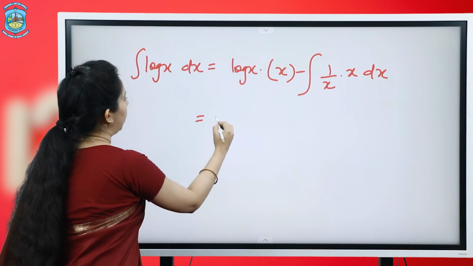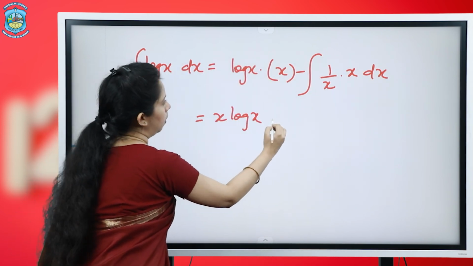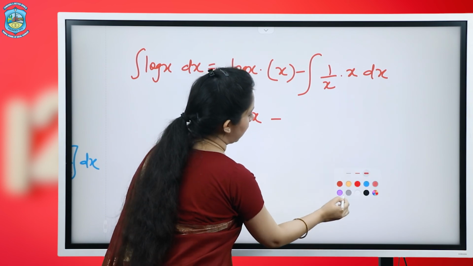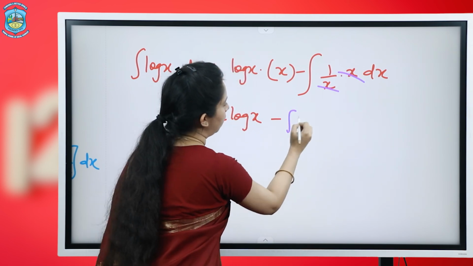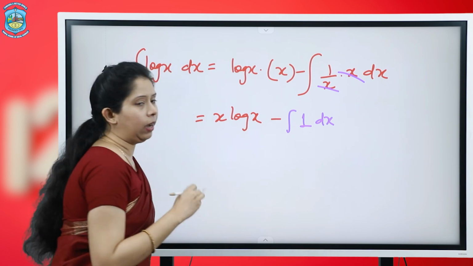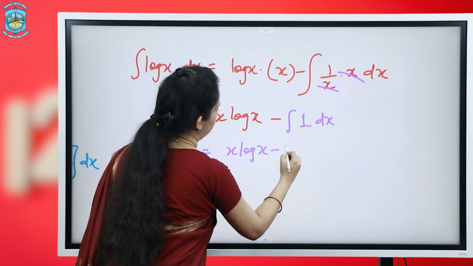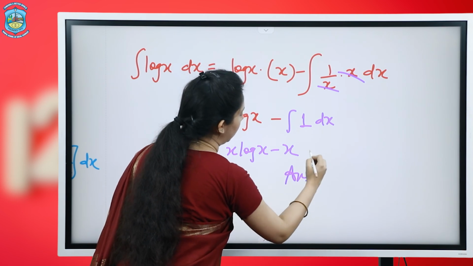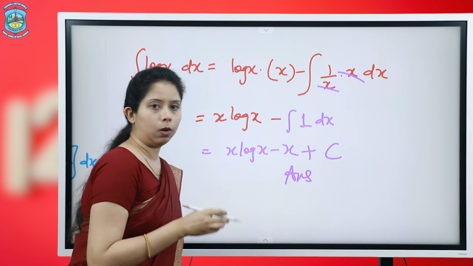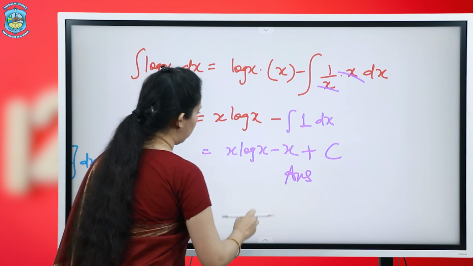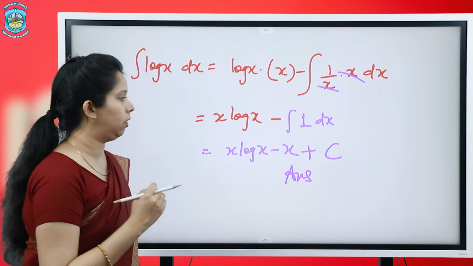So here I can write it as x log x minus, this x gets cancelled and we have integration of 1 dx. Now integration of 1 is again x. So this is the value of the integral and we will have to add the constant of integration. Why? Because we are dealing with indefinite integrals.